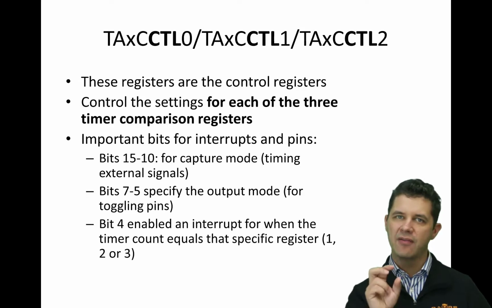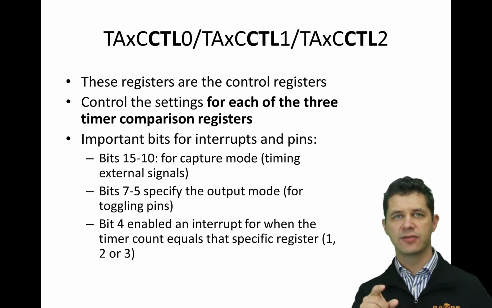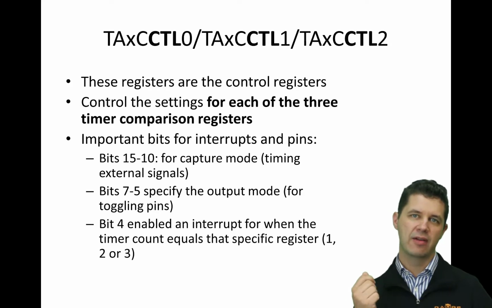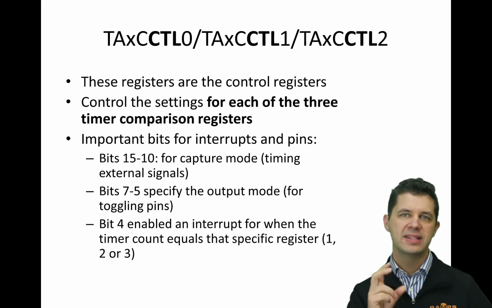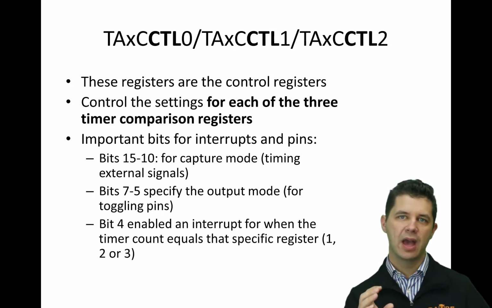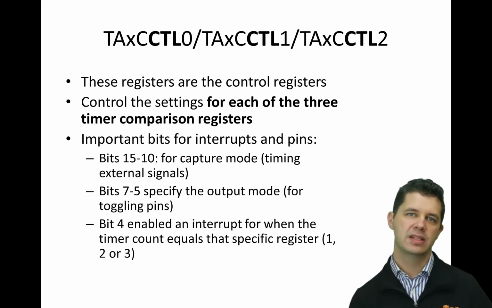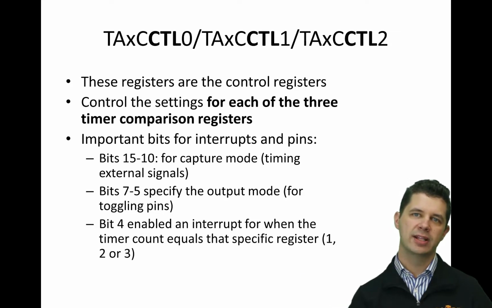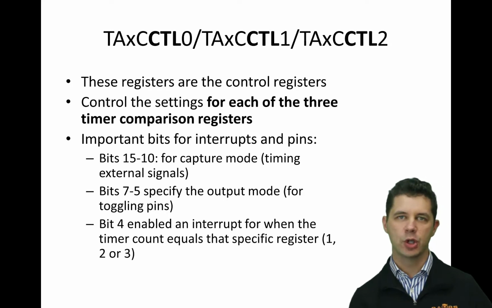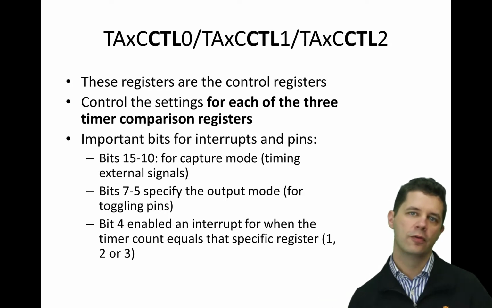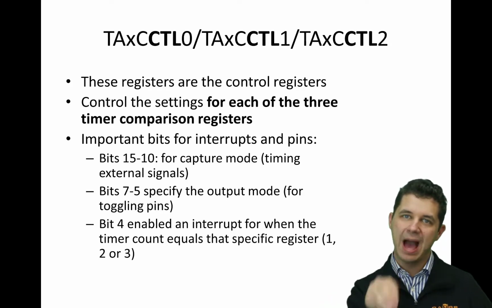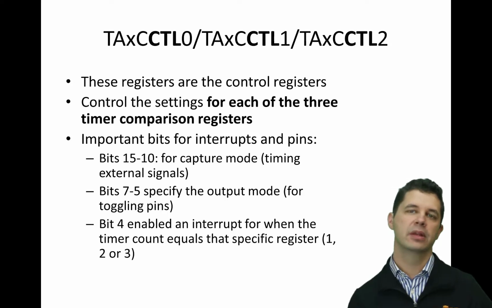And finally, we have our control registers. We have a control register for each one of those comparison registers that we looked at previously. Basically, it allows us to set up each of those comparison registers individually. Now, when we're talking about using them to generate interrupts and pins, here's some of the important bits involved. Bits 15 to 10 are talking about our capture mode. This is if we're trying to time external signals coming into our microcontroller and work out how long a pin's been high or low for example. That's not something we do so much in the lab. Bits 5 to 7 are more about the output mode that we use for toggling pins, and that is something that we use a fair bit in the lab.